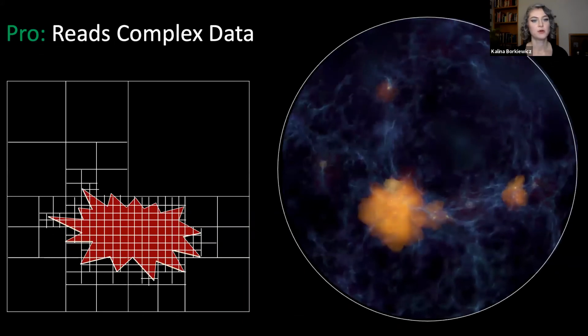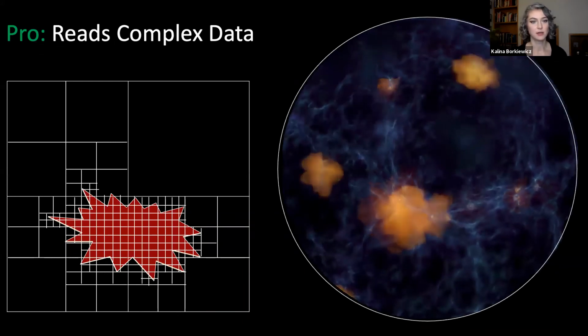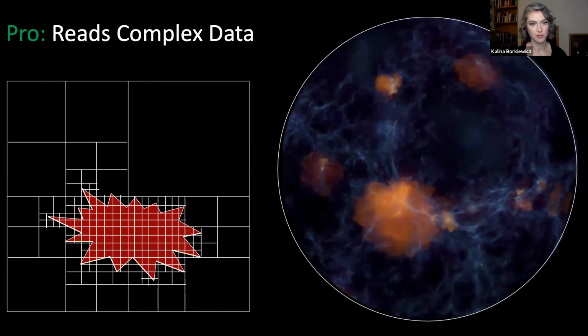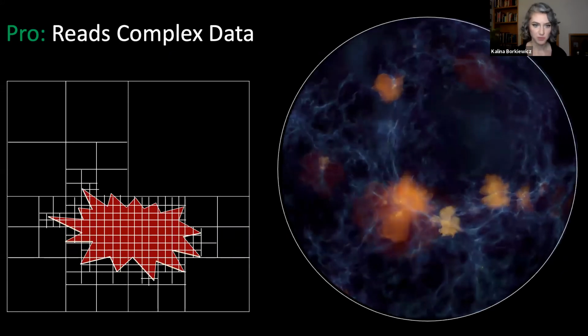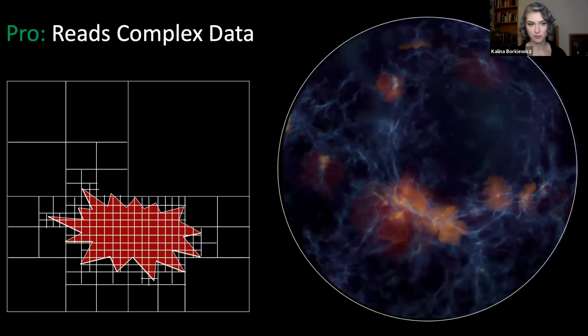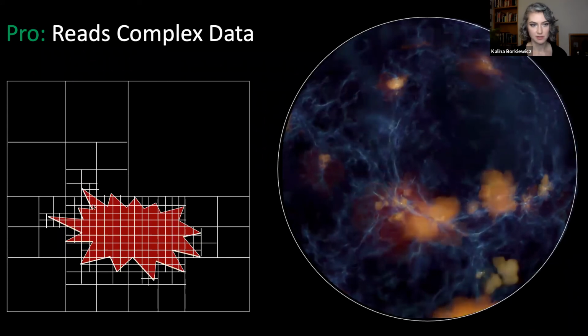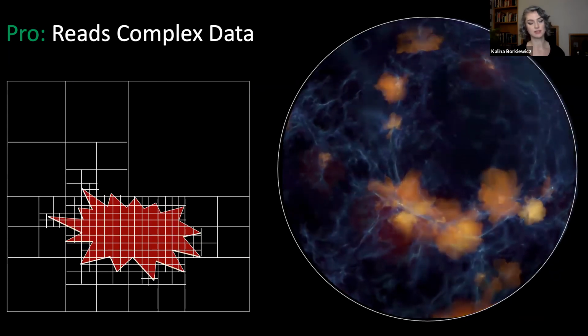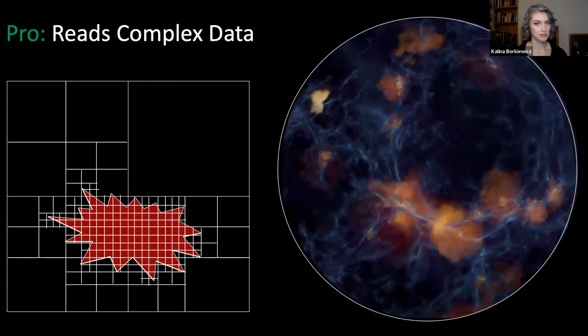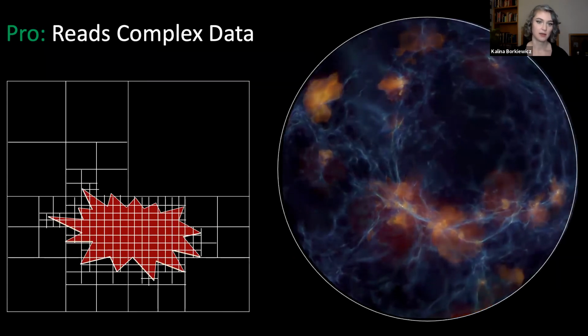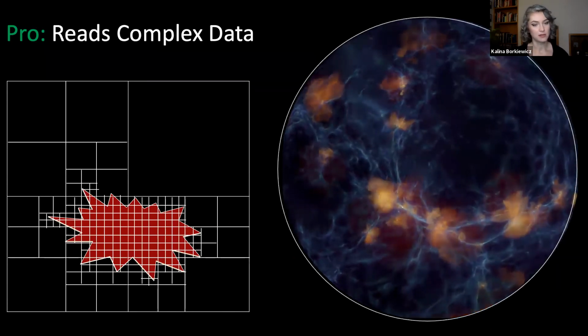And a great thing about YT is that it understands a whole lot of really complicated data formats. So this particular data was in the AMR format that I described that's made up of these nested multi-resolution grids, and YT just understood it. We didn't need to do any translation, any processing on the data side, and that was great.